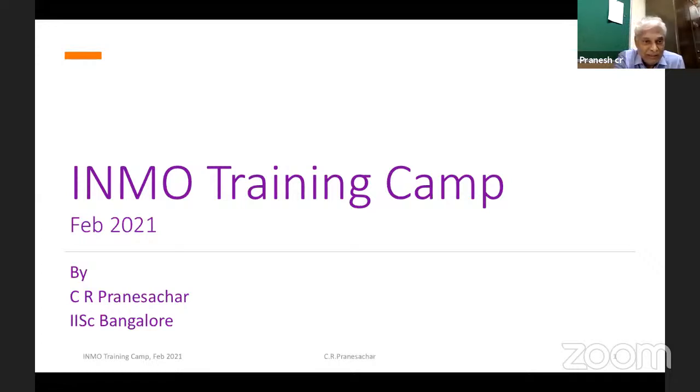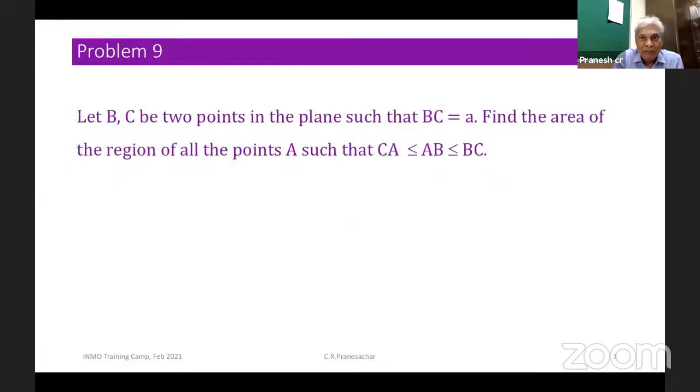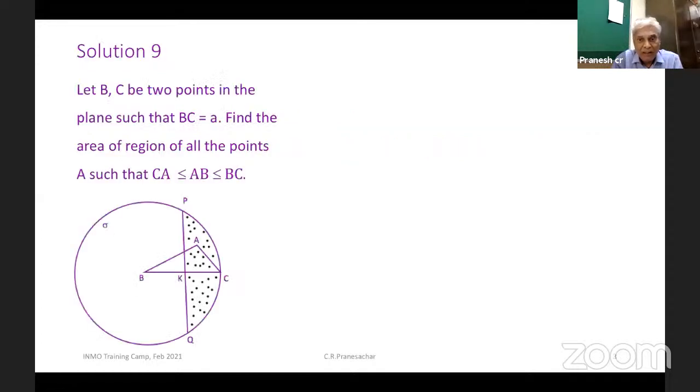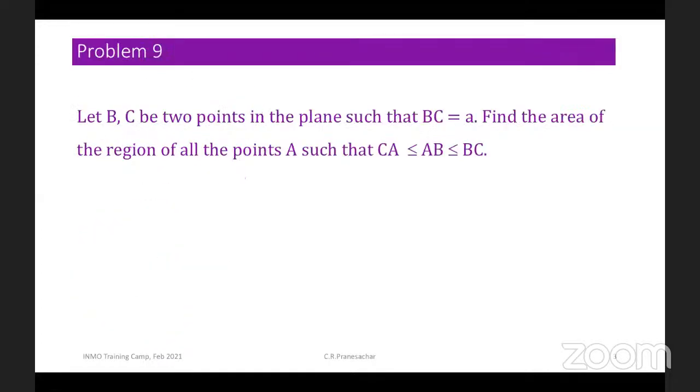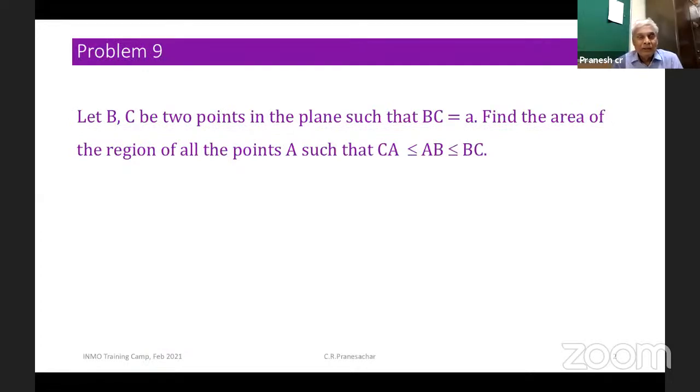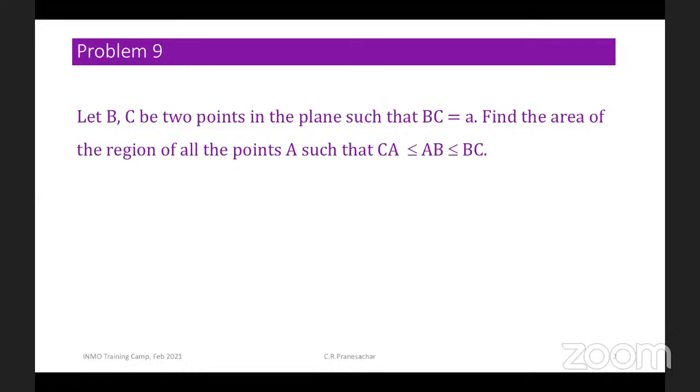I am Pranesh Char, formerly of Homi Bhabha Center, Mumbai. I will be doing assorted problems from algebra, geometry, combinatorics, and number theory. Now you can look at the problem. You are able to see problem 9. Yes, sir.